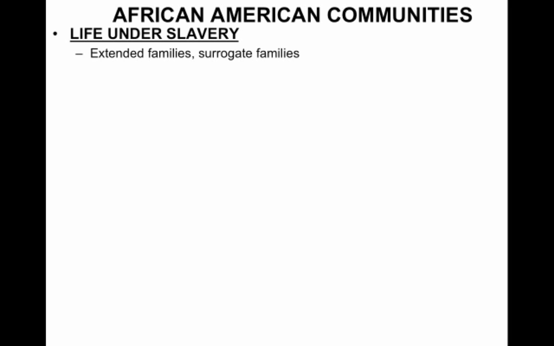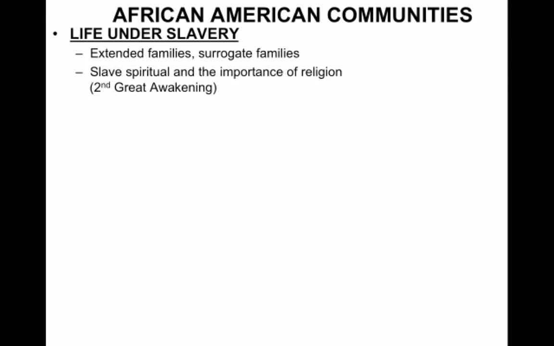Amongst African Americans, the experiences were mixed depending upon where they were, but life under slavery sucked no matter who you were. Slaves relied on extended or surrogate families to maintain emotional bonds with one another, to resist the inhumanity of slavery. During the Second Great Awakening, there's the importance of the slave spiritual, slave music, and religion. Many slaves during the First and Second Great Awakening take on Christianity, like becoming Methodists, and the importance of fusing African religions with Christianity, and you get these hybrid faiths.